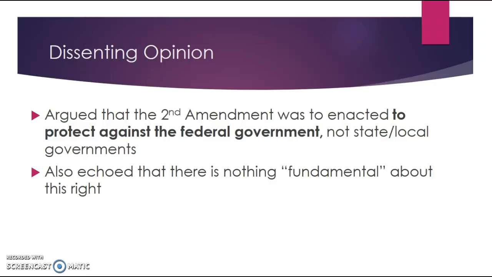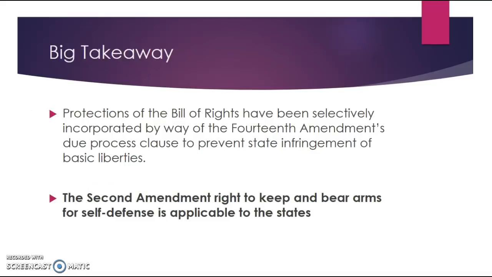Now, the dissenting opinion is going to argue, and of course this is not the law, that the Second Amendment was never enacted to protect against the state and local governments, that it was only enacted to protect against the federal government, which is partially true. However, with this decision, it is now going to be pertaining to the state and local governments. And some other justices are also going to be arguing in the dissenting opinion that there is nothing fundamental about this right. And you can see sometimes this comes down to a liberal versus conservative interpretation.